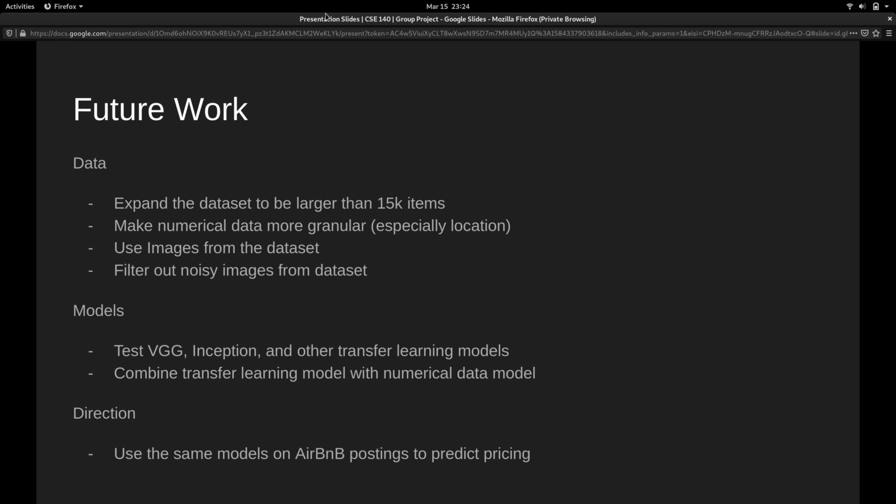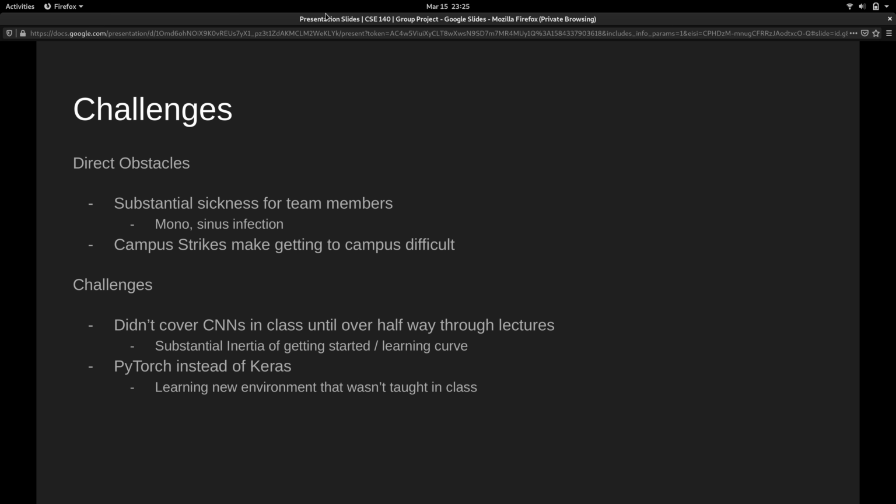And so for future work, it would be really helpful to expand the data set to be larger than 15,000 items, because that's not actually that big, and to have our numerical data be more granular. Location, like being next to the beach, would be really important. And then using images from the data set, and for future models, we wanted to use transfer learning, so we'd test VGG, Inception, AlexNet, and similar, and we'd combine that with our numerical data model. And in terms of direction, it would be great to use the models that we built and predict Airbnb posting prices.